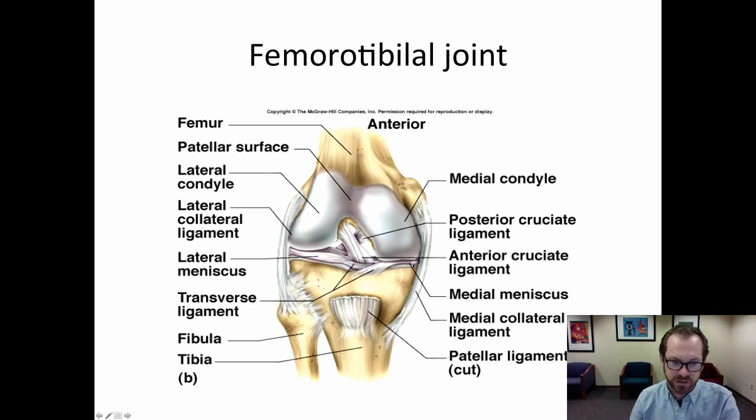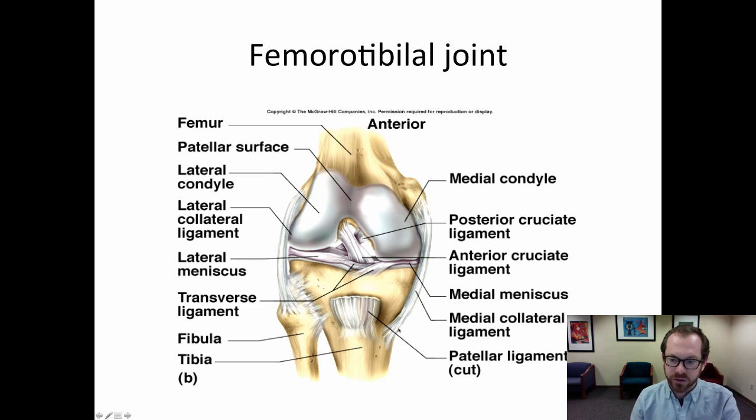The meniscus, this is also going to be a commonly injured feature in the knee. This meniscus, you have a medial and lateral, and the meniscus is going to serve as abrasion-resistant cartilage that prevents the femur and the tibia from rubbing together.